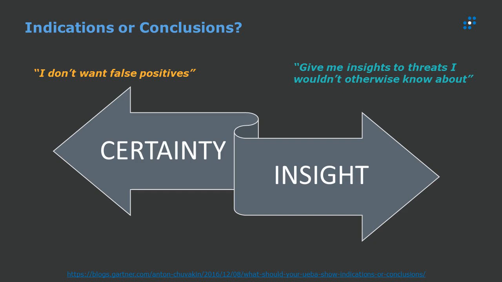But for other users, they want insights into threats that they wouldn't otherwise know about. And this is really where machine learning is giving us something that's much more aligned to insight rather than uncertainty. This activity is unusual, it's anomalous, it's different, but ultimately we need human eyes on it. The machine learning can give us that information.